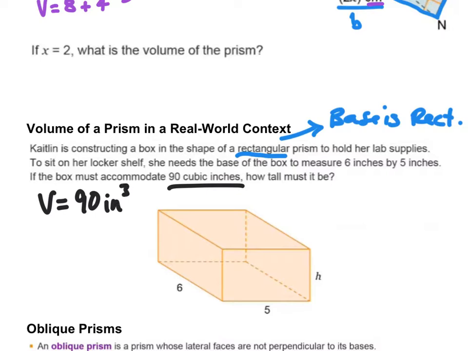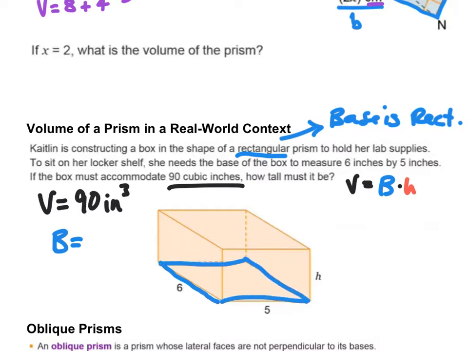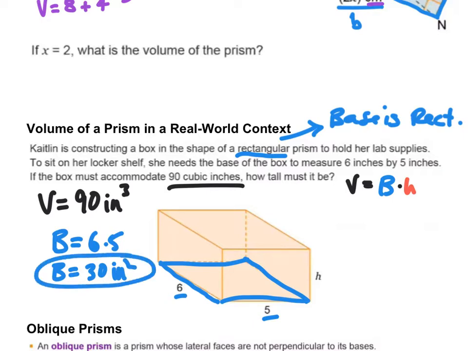Okay, so now let's again go through and use our formula. So volume is equal to the area of the base times the height of the prism. The area of my base, B, is equal to, and I'm just going to highlight my base here, 6 times 5. So 6 times 5 gives me 30. So 30 inches squared is my base area. Now my height, we don't know.